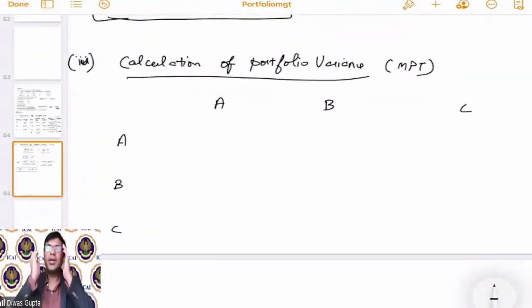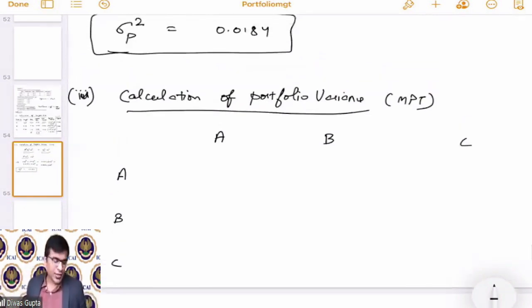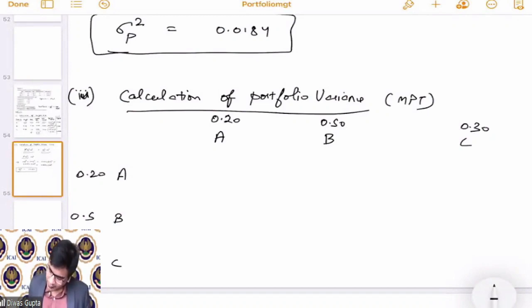Now, in the matrix approach, we have studied that either we can make use of R, which is correlation coefficient, or we can also make use of covariance, correct? Now, if we make use of R, we need to additionally have the standard deviation of the respective securities. So R of respective securities multiplied by the standard deviation of respective securities, or we can just simply take the covariance and multiply the respective weights. So first of all, let me do one thing. Let me put weights here: 0.20, 0.50, and 0.30. These are the weights that are given in the question. Okay, students.